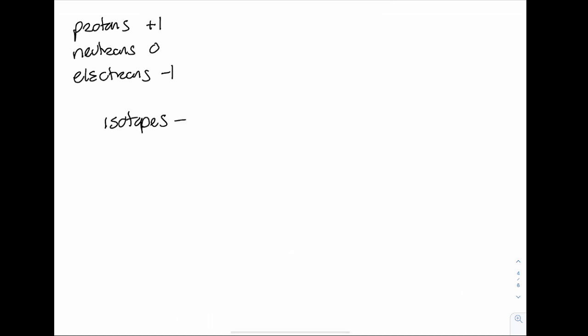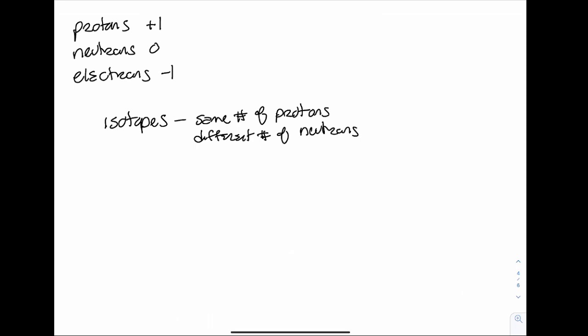Remember, isotopes are atoms of the same element, but with different mass numbers. So they're going to have the same number of protons, because they're atoms of the same element, and they wouldn't be if the number of protons were different. So same number of protons, but a different number of neutrons. We can use hydrogen as our example. The most common isotope of hydrogen is hydrogen 1, but hydrogen 2 does exist, and then hydrogen 3 in very, very trace amounts. But all three of those would be isotopes.